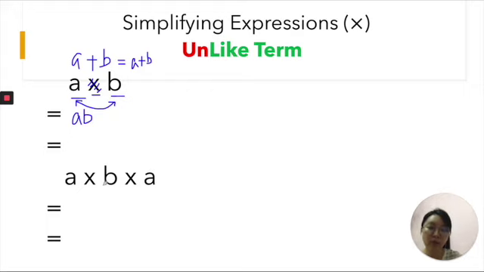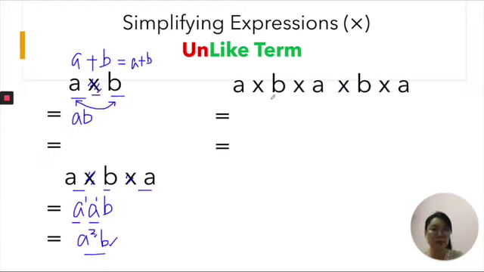What if I have A times B times A? Again, I can throw away this multiplication and be left with only A, B, A. When I arrange this, I have to arrange the same ones together. Same ones together. And then I check all like terms. A repeating for 1 time, 2 times. So I put 2 on the top and B the same. So this is read as A square B.